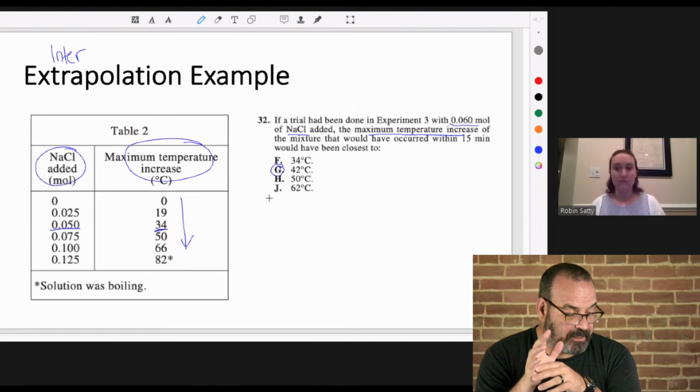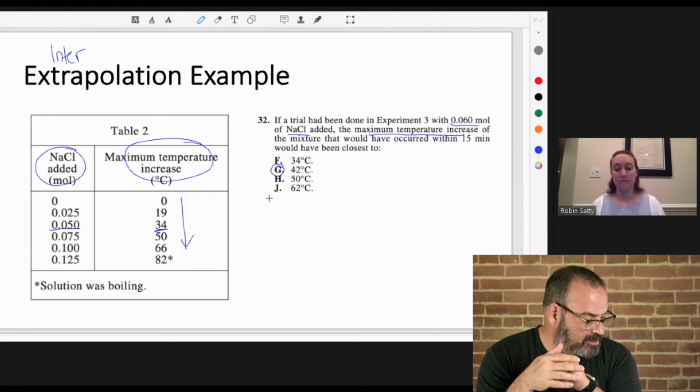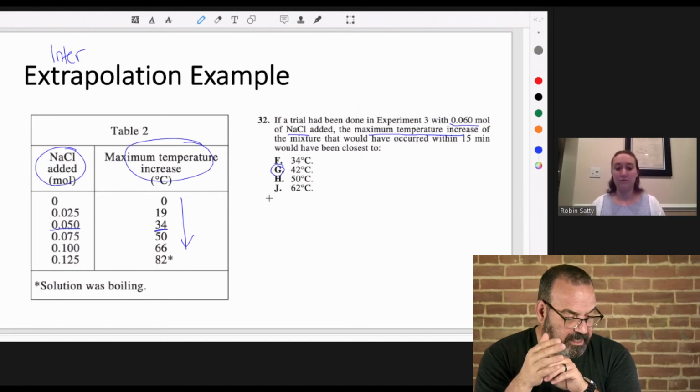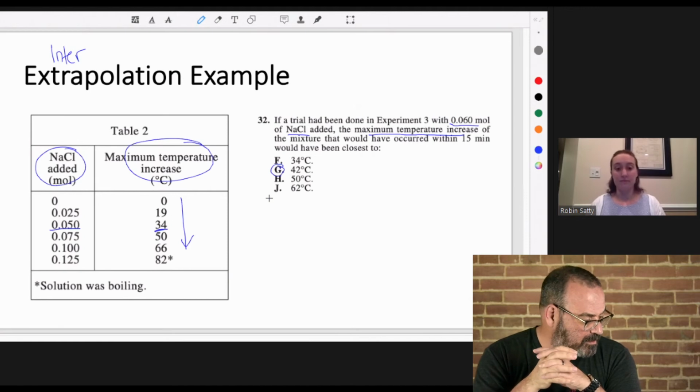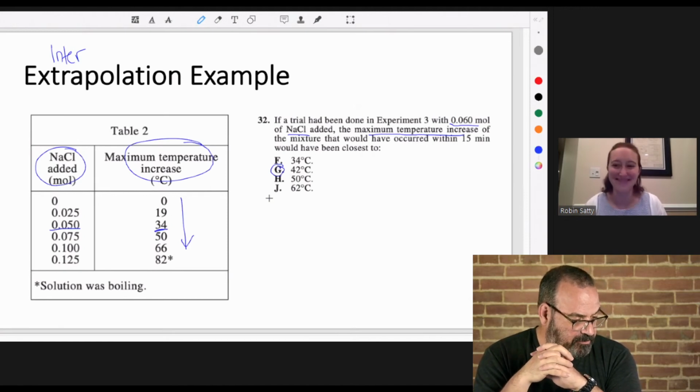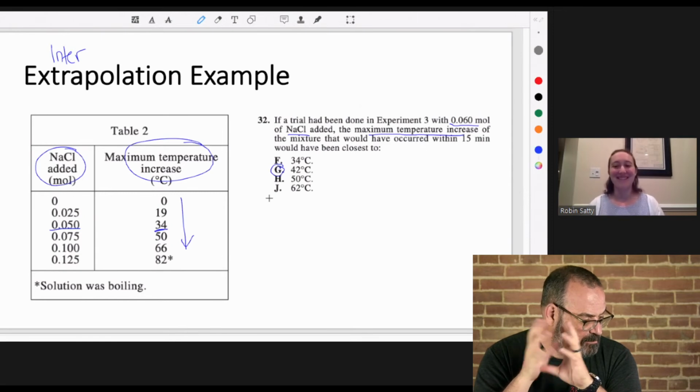Oftentimes with extrapolation, where the chart ends, in this case at 82, it would say greater than 82. You're going off the chart, you're trending up, so it would be greater than 82, unless, of course, this was boiling and something never gets hotter than boiling until it turns into a gas, but that's another story.